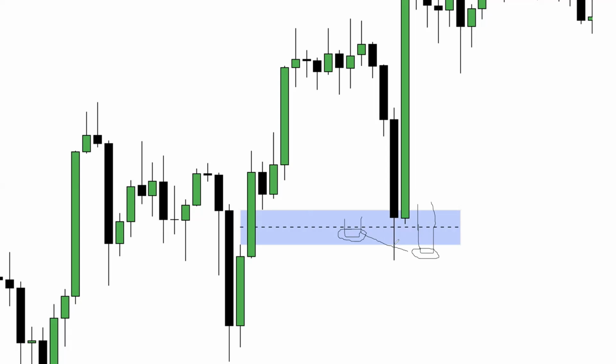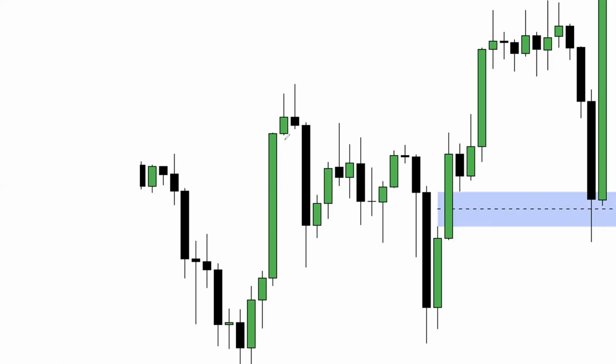Remember, the wicks do the damage, but the bodies tell the story. So we can see that price is closing above the consequent encroachment, making this fair value gap a high probability fair value gap. So here's another example.